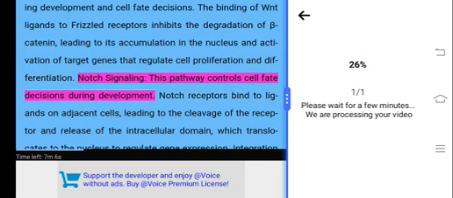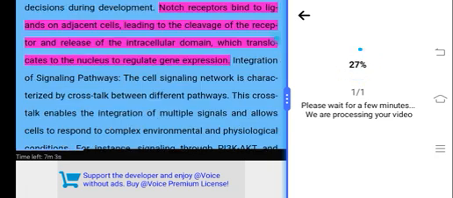Notch signaling. This pathway controls cell fate decisions during development. Notch receptors bind to ligands on adjacent cells, leading to the cleavage of the receptor and release of the intracellular domain, which translocates to the nucleus to regulate gene expression.